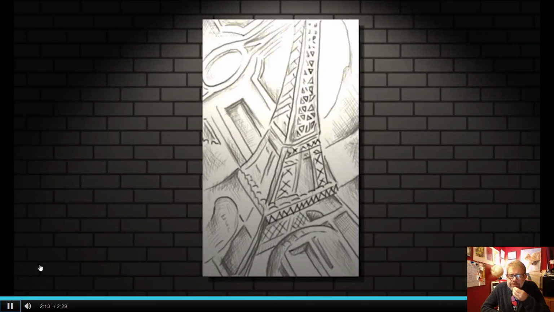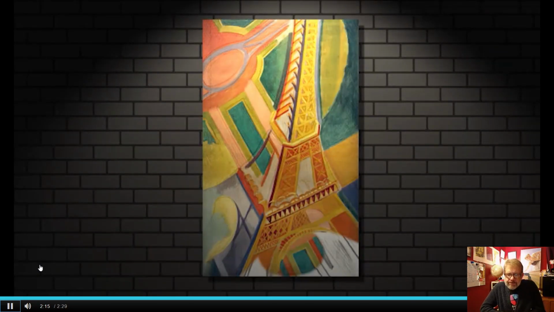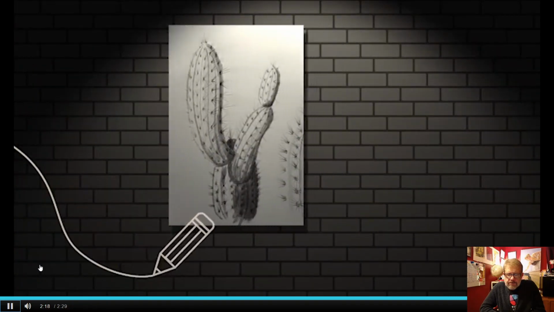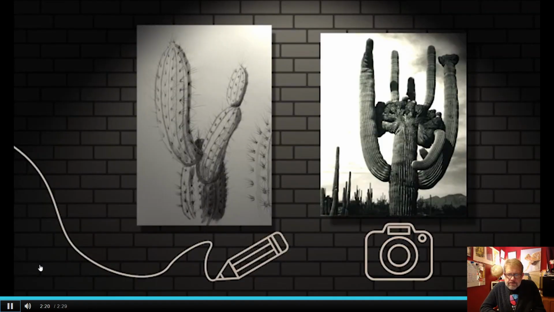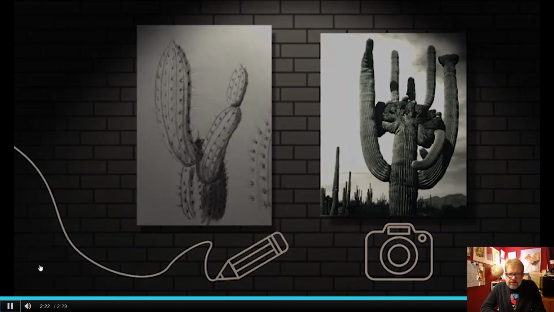Use lines to sketch a plan, then paint a masterpiece on top. A pencil or camera can make lines non-stop.